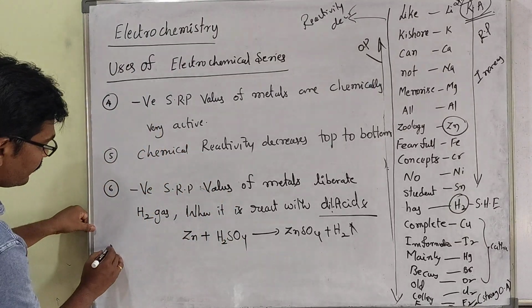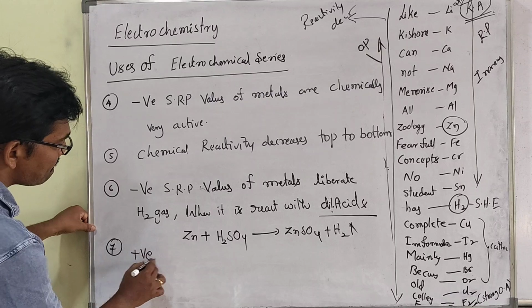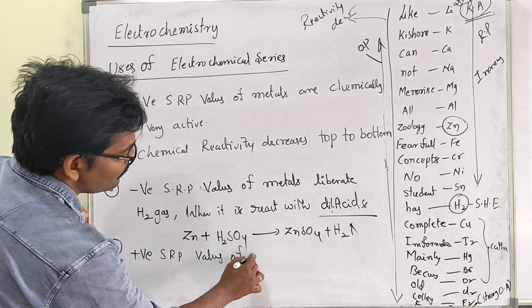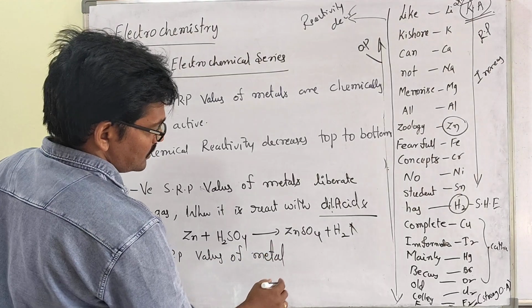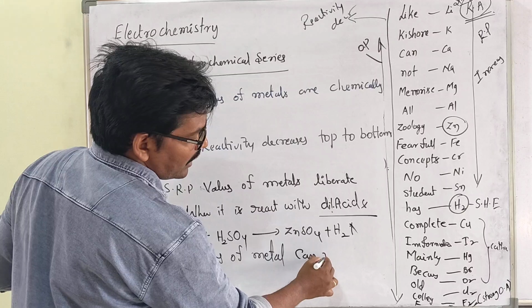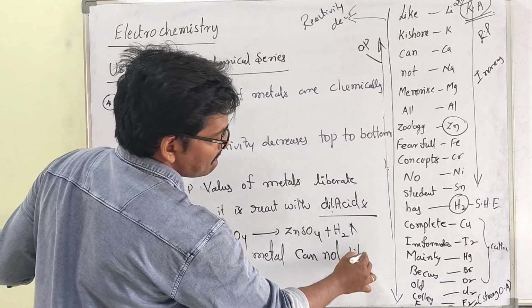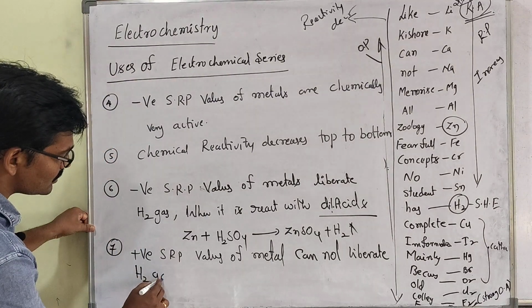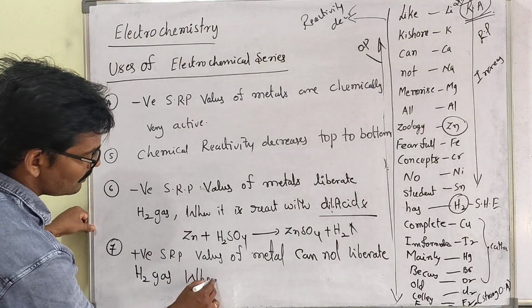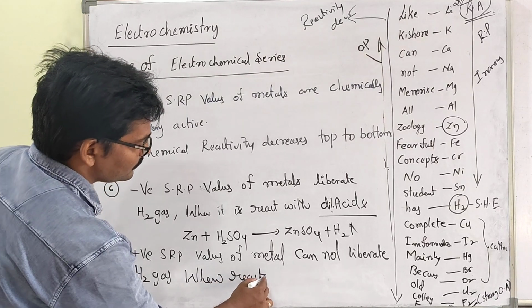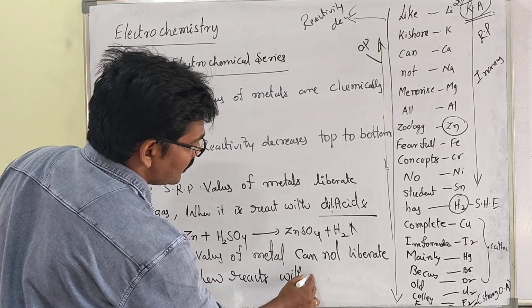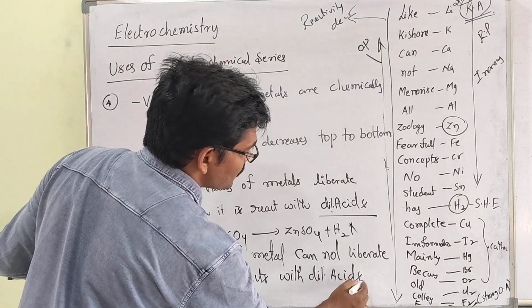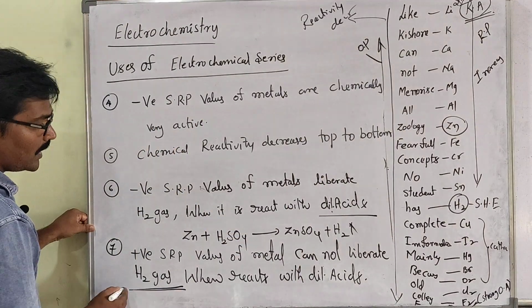Sir, what are those? Positive SRP values of metals cannot liberate H2 gas when they react with dilute acids. డైల్యూట్ యాసిడ్స్ తో రియాక్షన్ జరిగినప్పుడు హైడ్రోజన్ గ్యాస్ ని రిలీజ్ చేయవు.